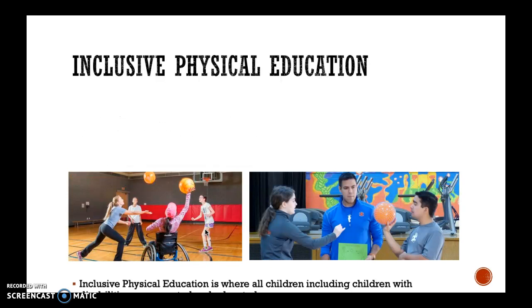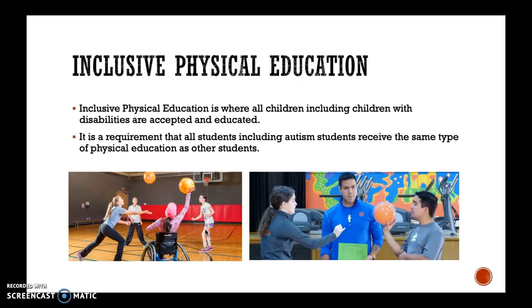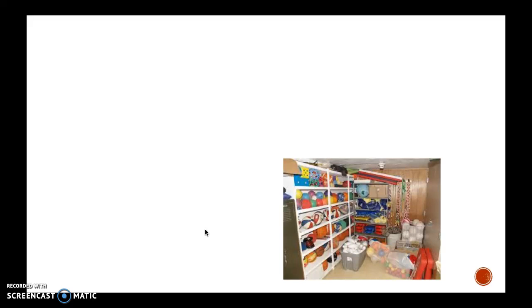Inclusive physical education is very important too. This just means all children, children with disabilities as well, are accepted and should be educated properly. It is a requirement that all students, including autism students, receive the same type of physical education. There should be no discrimination due to the disability, and they should receive the same type of education.